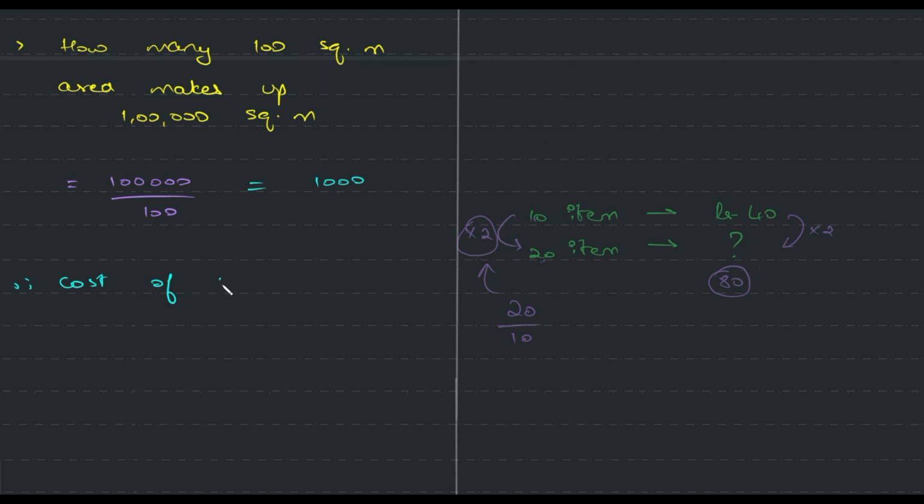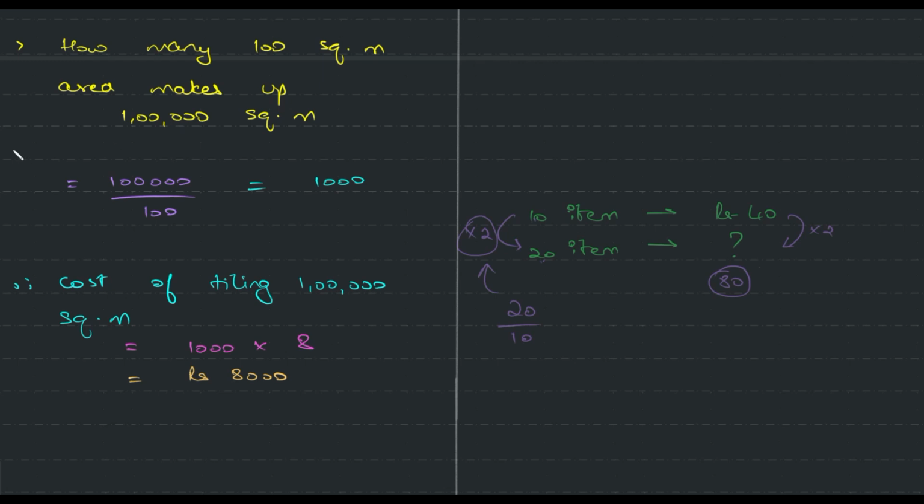cost of tiling 1 lakh square meter will be equal to 1000 into 8. This is rupees 8000. Again, there's a lot of logic over here. I'll explain it again, don't worry.